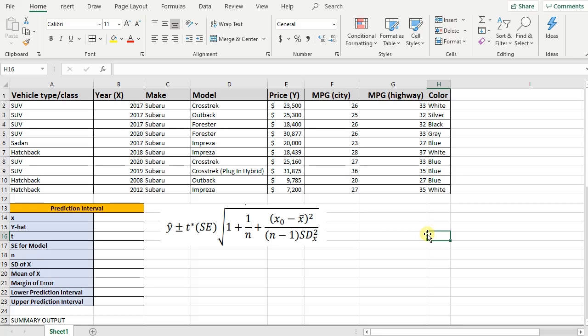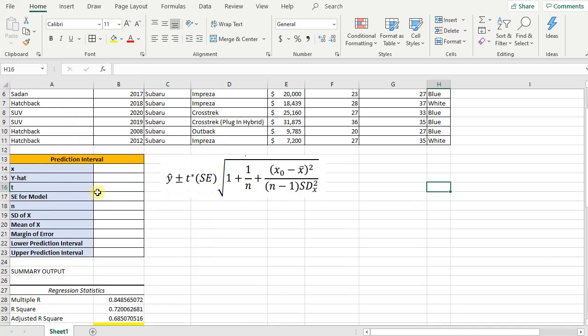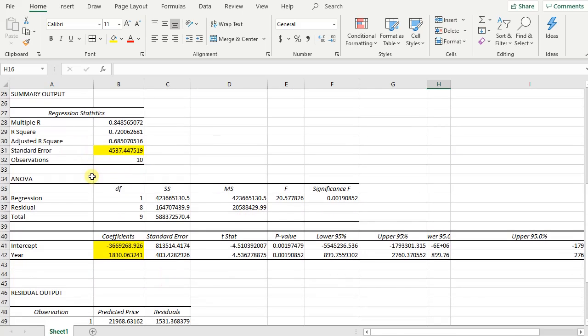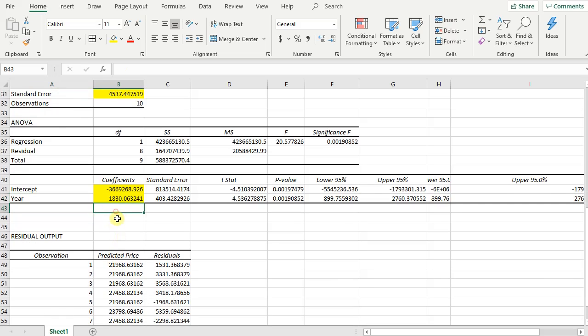Okay, I want to take a few moments to discuss how to calculate a prediction interval. I have already done a regression, and this was my regression output. Basically, what I've done is a regression on the year to predict price. And I've highlighted some important things, the coefficients. These coefficients are really important. And basically, what are these coefficients?